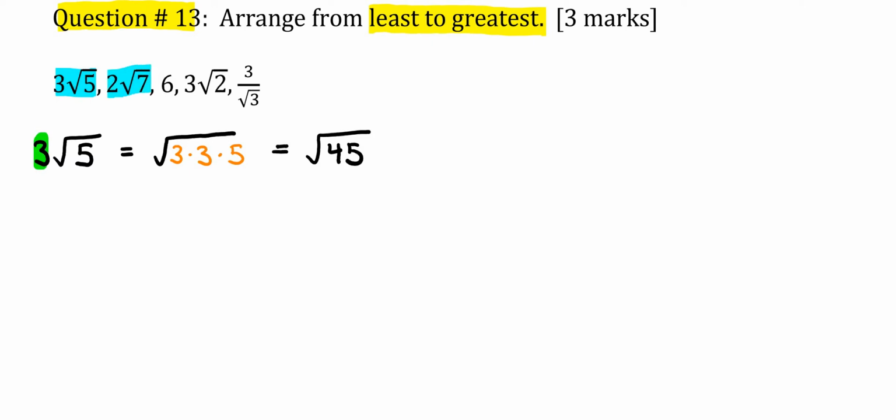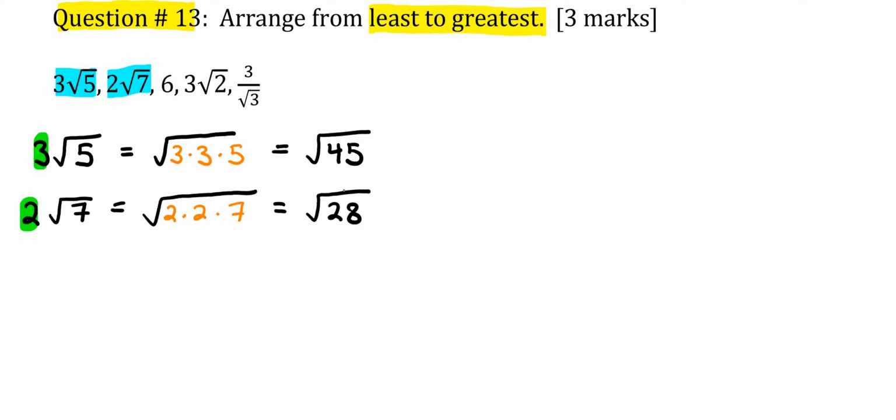Then let's take 2 root 7, and turn that into an entire radical. Let's do that by taking the outside number, which is a 2, and putting it right back inside the radical, so 2 times 2 times 7. 4 times 7 is going to be 28, so root 28. Based on those two calculations, root 45 is bigger than root 28, so 3 root 5 is greater than 2 root 7. And then I have a 6.